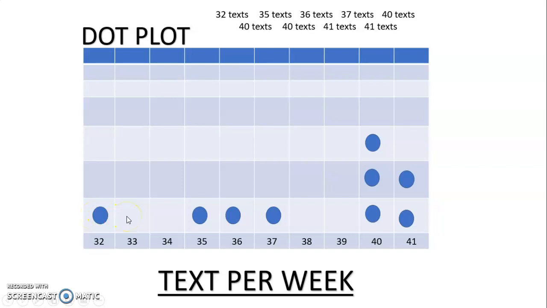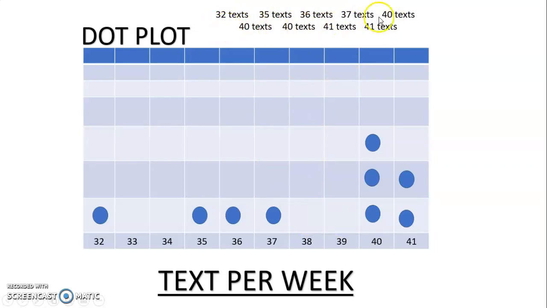How many sent 33 texts? So after 32 is 33, nobody. 34, none. 35, we have it right here, 35. So one person sent 35 texts in 1 week. The next one is 36. How many 36s do you have up here? 1. So we put 1 dot. How many 37s? 1. So we put 1 dot. How many 38s? None. So we don't put a dot. How many 39s? None. So we don't put a dot.